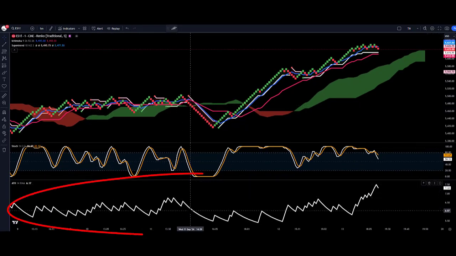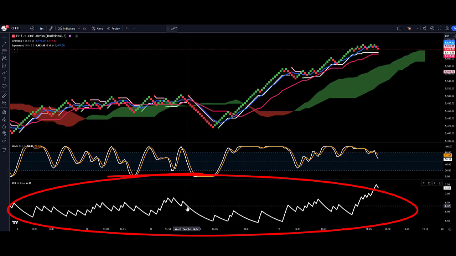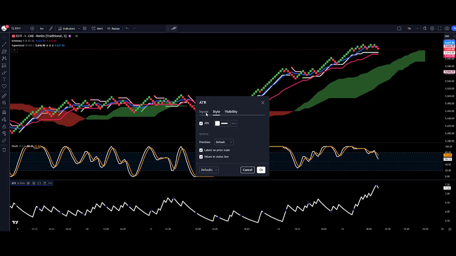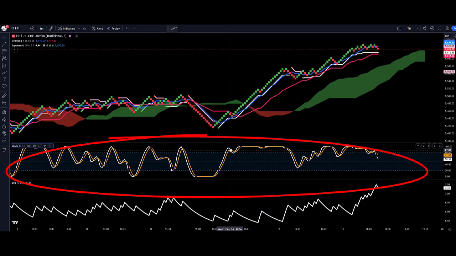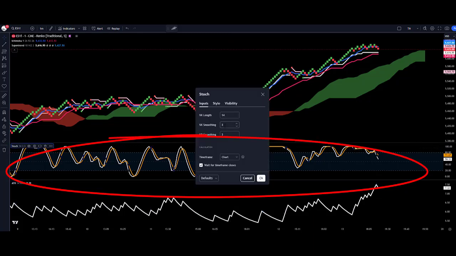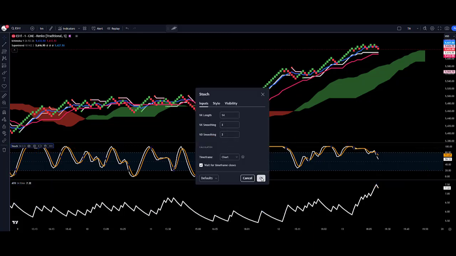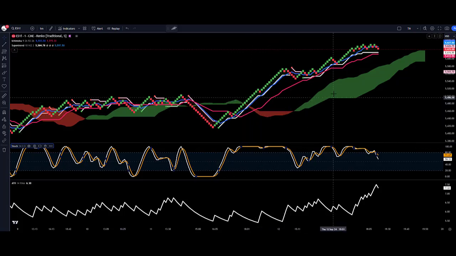At the bottom I've got the ATR indicator. That's the ATR of the Renko chart. Inputs wise, 14. I just go up to the indicators tool and type in ATR. It should pull that back. Then above that I have the stochastic indicator set to 14, 3, 3, and then we have our Ichimoku setup.